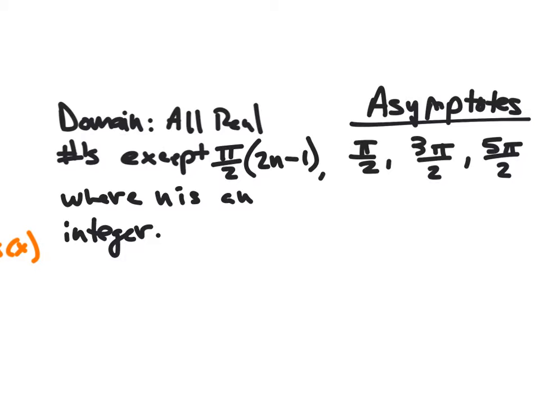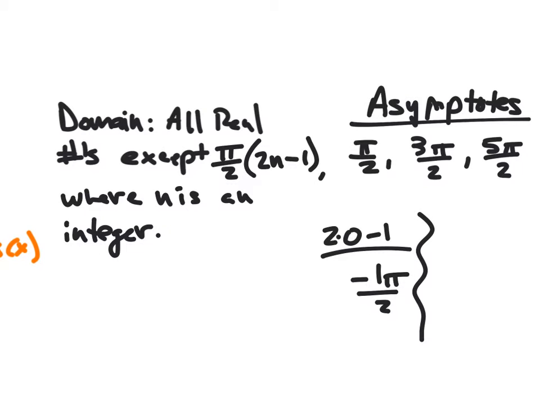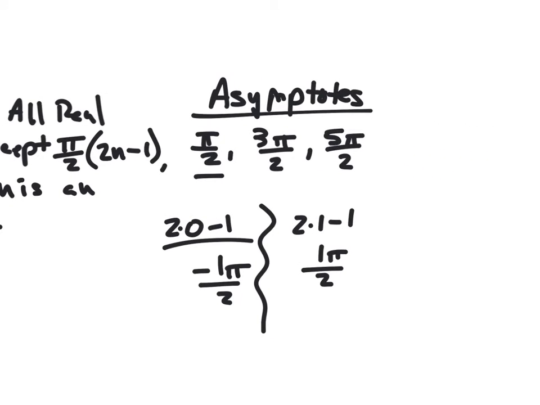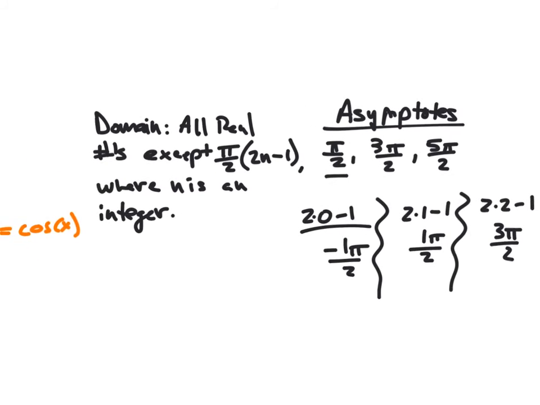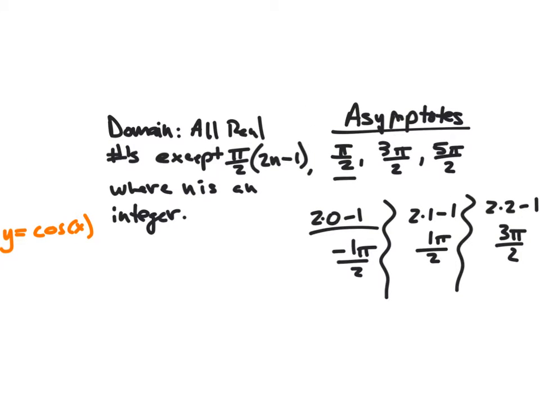Let's think about that. If I plug in any integer, say 0, I get 2 times 0 minus 1, which gives me negative 1 times pi over 2. If I plug in 1, 2 times 1 minus 1 is 1, so that gives me pi over 2. If I try 2 times 2 minus 1, 2 times 2 is 4, minus 1 is 3, so 3 pi over 2. That's tricky and hard to do, but that's the idea, and that's where our asymptotes occur.